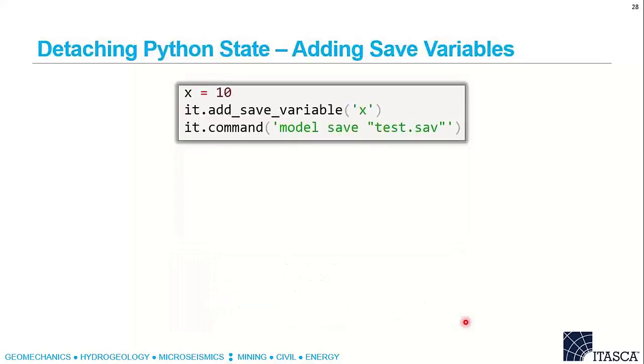You can also detach the Python state from the model itself. One way to do this is by adding a specific save variable and thus excluding it from the reset. For example, you use the add save variable function to add a specific variable, passing its name as a string to the parameter, and this will then have the variable saved when the model is saved or reset.